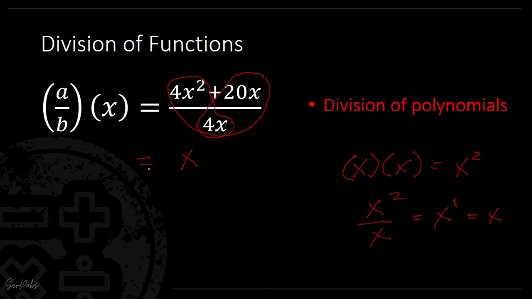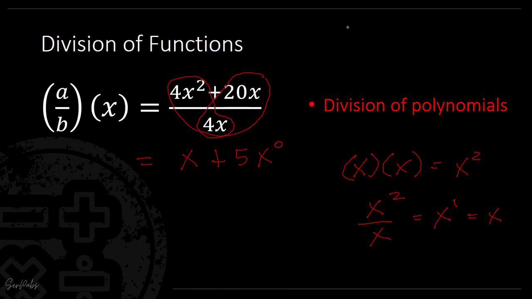Pangalawa, 20 divided by 4. So, positive. Positive, positive, parehong positive, so positive. 20 divided by 4, 5. And then, x divided by x, so kokopya x, and then magiging 0 exponent niya. So, any number with 0 exponent or any letter with 0 exponent is always equals to 1.